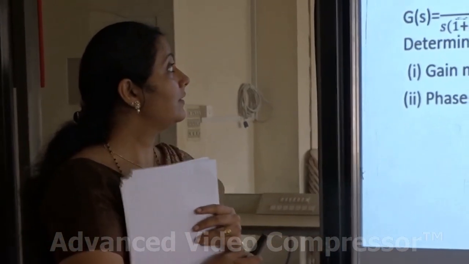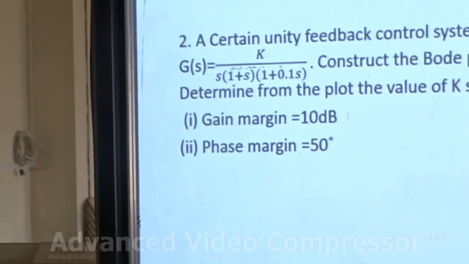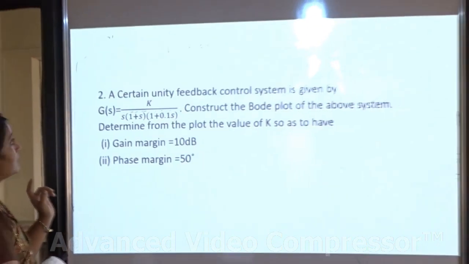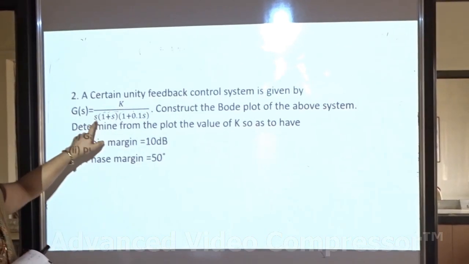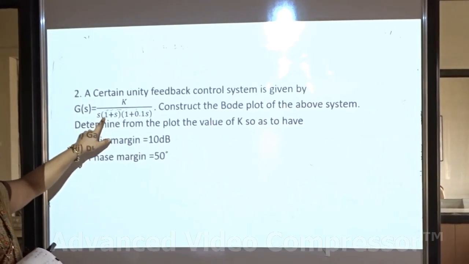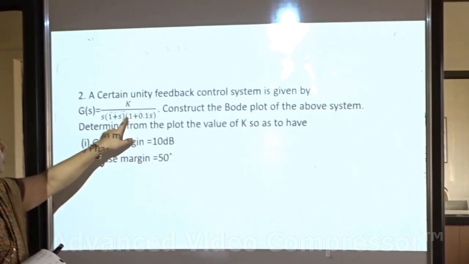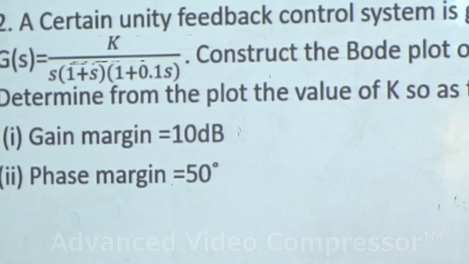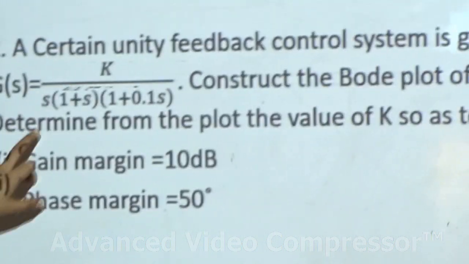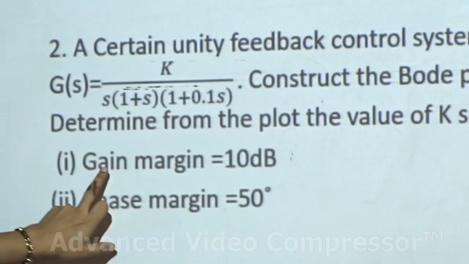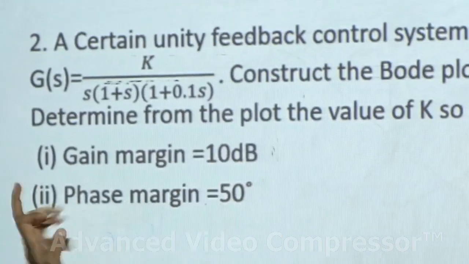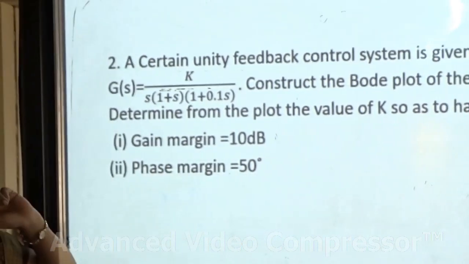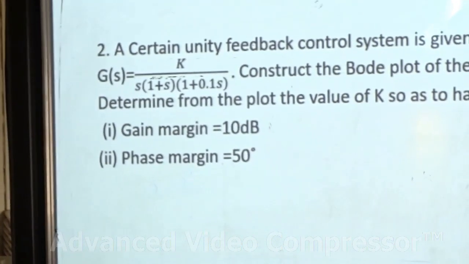Now let us continue with the second problem. A certain feedback control system is given by G of S equal to K by S into (1 plus S) into (1 plus 0.1 S). For this we have to construct the Bode plot, and we have to find the value of K for a gain margin of 10 dB, and the second case is when the phase margin is equal to 50 degrees.